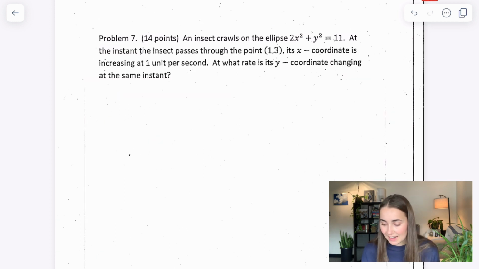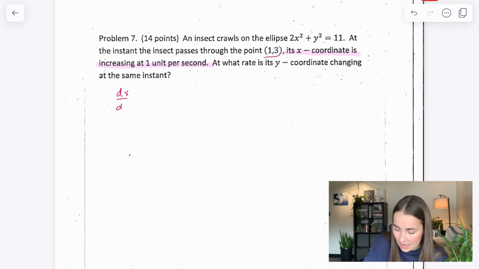We have an insect crawls on the ellipse 2x squared plus y squared equals 11. At the instant the insect passes through the point (1, 3), its x-coordinate is increasing at 1 unit per second. So this is going to tell us that the derivative of x in terms of time, because we always work in terms of time in real life problems, is going to be 1. Or you can write this as x prime equals 1.